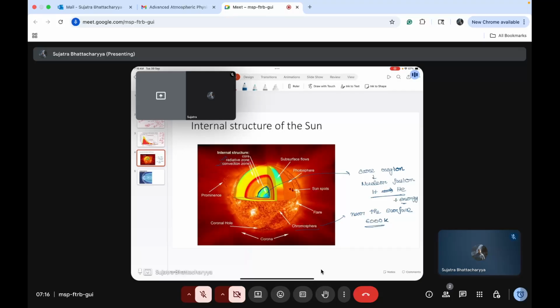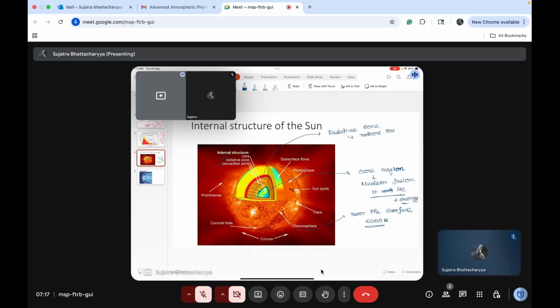This is what is happening in the sun, right? Now, this zone, which is called the radiative zone, okay. So, in the radiative zone, what happens is that matter is still present, okay. So, in the radiative zone, you find that matter is present.